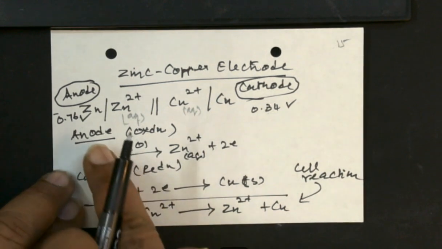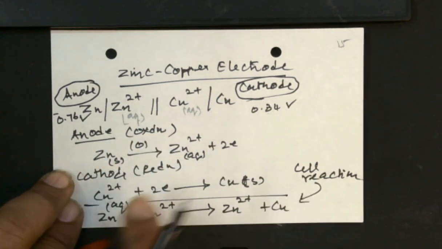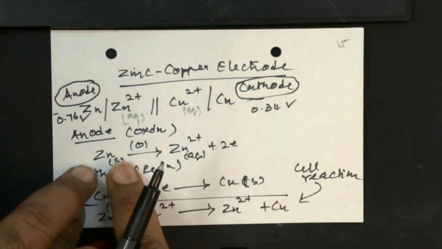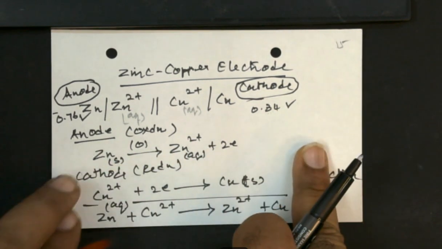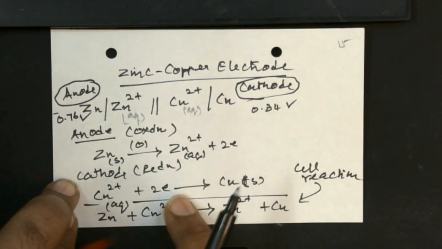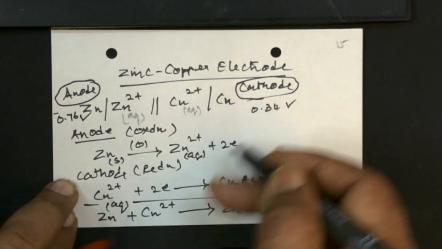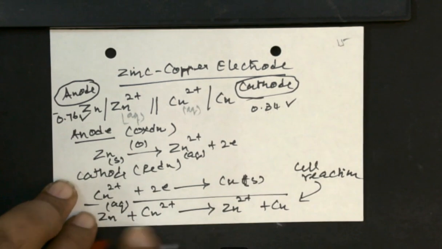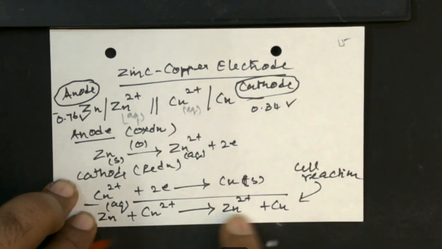Okay, now at anode oxidation takes place, at cathode reduction takes place. So at anode means de-electronation, so I put zinc gives zinc 2 plus plus 2e. At cathode reduction takes place, that is addition of electrons, so copper 2 plus plus 2e gives copper. Now both of them have 2 electrons, so ensure both of them have equal number of electrons so that you can ultimately cancel the electrons. So how many electrons are transferred here? 2 electrons are transferred, so you can strike them out.